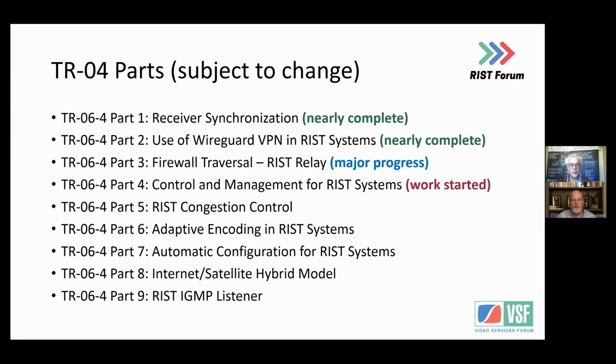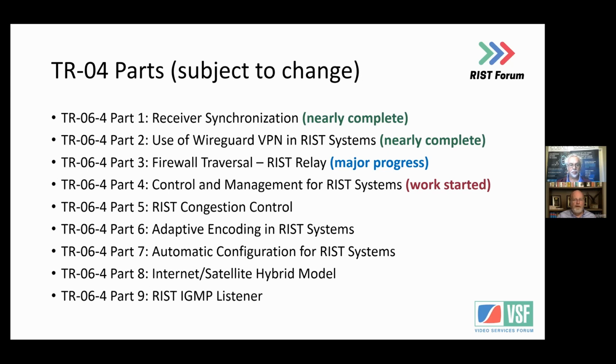Congestion control. We want to be able to work out when networks are overloading and have a way to adapt to that. That would sort of be coupled, if you will, with adaptive encoding. So if you don't have enough bandwidth, you tell your encoder to turn down the bit rate a little bit. Automatic configuration, so that two RIST systems can exchange parameters and look at the network and figure out how they're going to talk to each other.